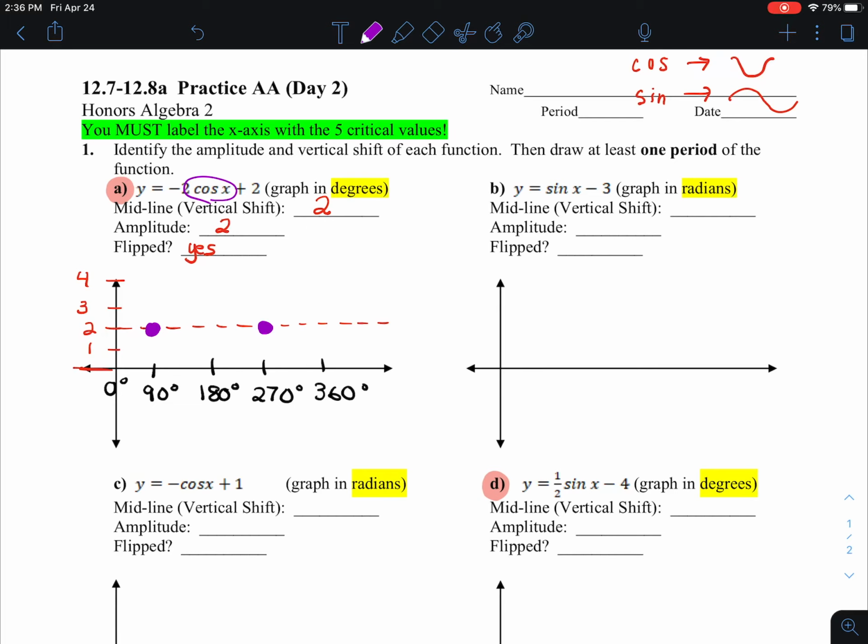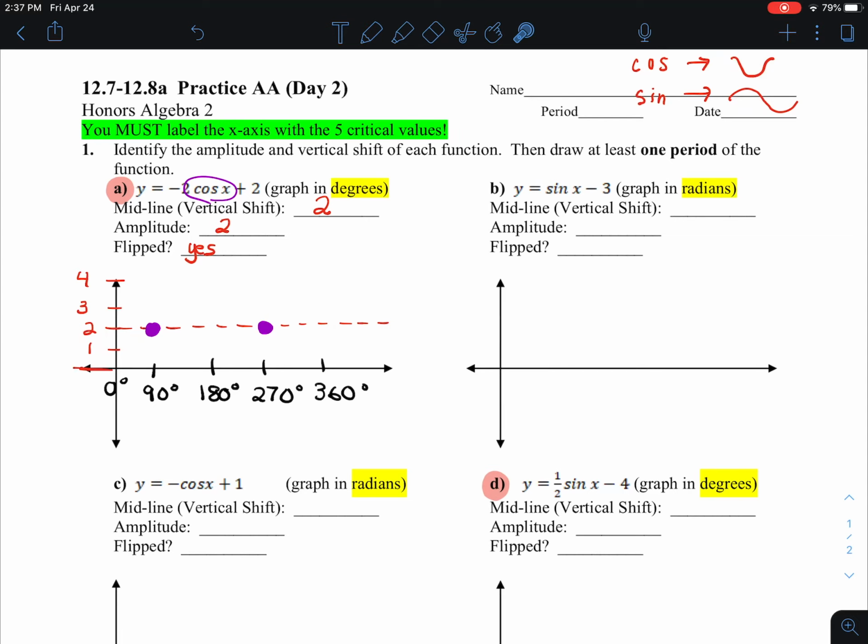Now remember, we said this wave is flipped. Typically at the beginning of a cosine wave, you start up, and then in the middle it dips down, and then at the end you're back up again. But in this case, because it's flipped, at the beginning of the wave I'm going to start down, in the middle I'm going to go up, and at the end I'm going to go back down. Now, where are you going down from? You're going up and down from the midline.